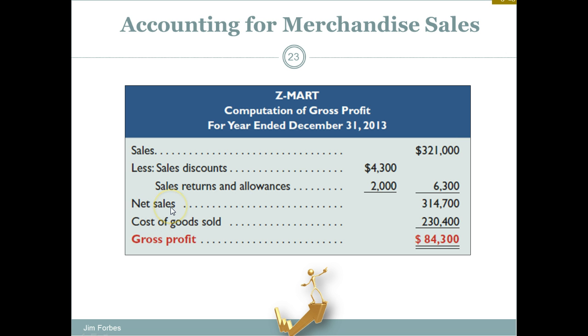These adjectives are very, very specific, and you have to get used to that. Then you less out the cost of goods sold, and now we have a gross profit. So it's very specific how they follow this through.